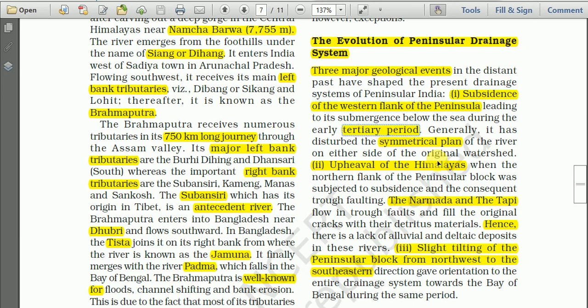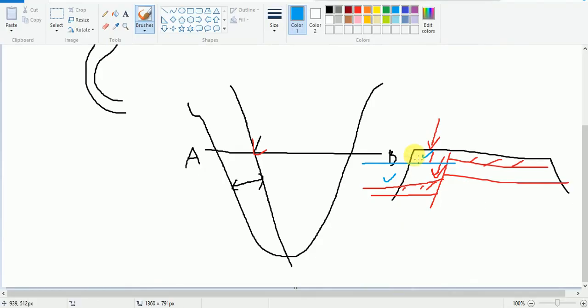Generally, it has disturbed the symmetrical plan of the rivers on either side of the original watershed. Actually, watershed here means the Western Ghats. Let us say the Western Ghats was here. So it was lying in the middle of peninsular India, thus forming a symmetrical nature, at equal distance on both sides.